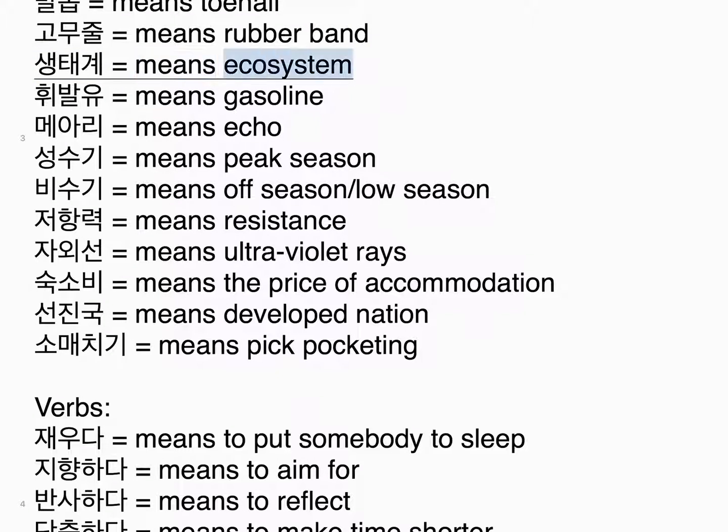생태계, means ecosystem. 휘발유, means gasoline. 메아리, means echo. 성수기, means peak season. 비수기, means off-season, low season. 저항력, means resistance. 자외선, means ultraviolet rays. 숙소비, means the price of accommodation. 선진국, means developed nation. 소매치기, means pickpocketing.